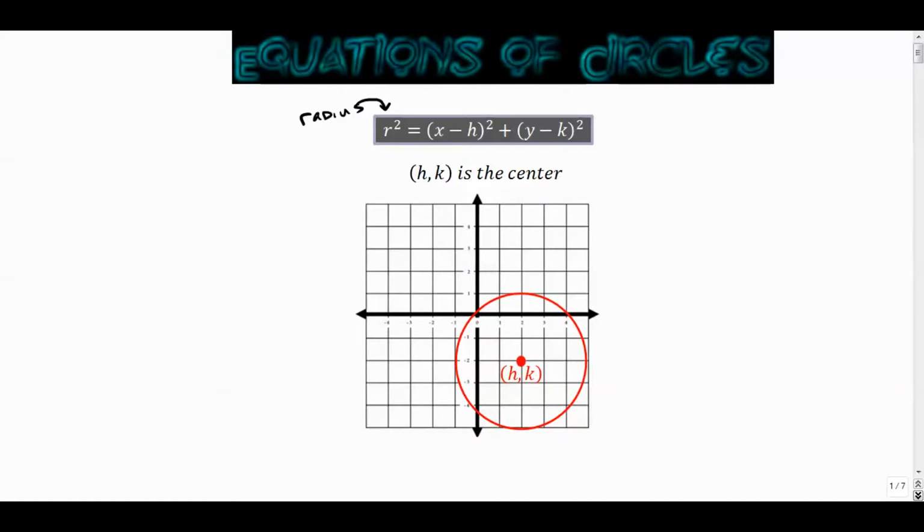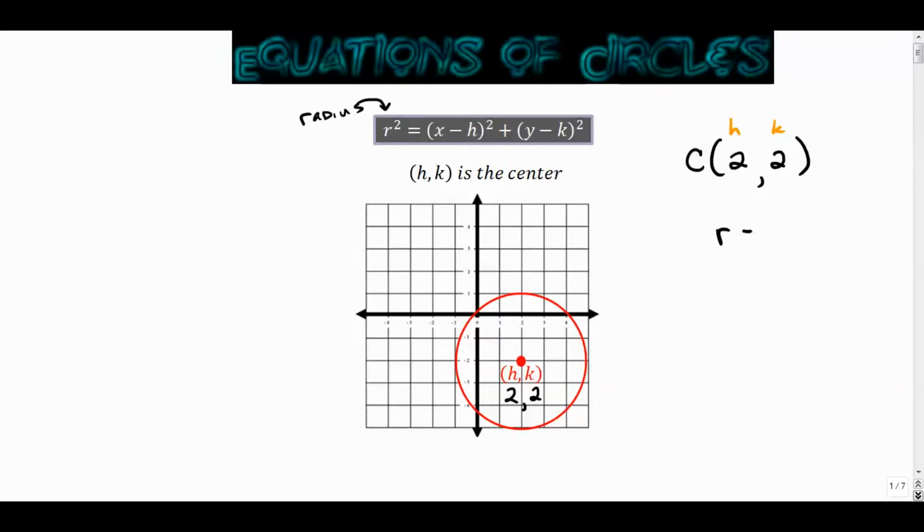And this point h comma k in this case is going over 2 to the right and up 2 from the x-axis. So that tells us the coordinates of our center. So in this particular case, if I'm ever asked to determine what the center is, we usually call it capital C. It would be 2 comma 2, where h and k are both positive 2.